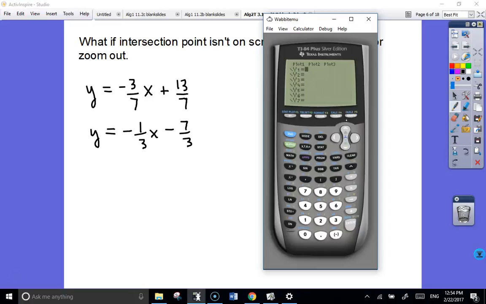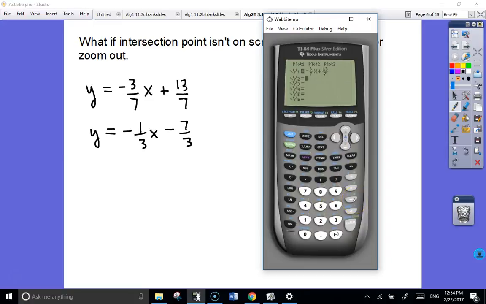So for -3/7 x, I'm going to put a negative, and then I'm going to go alpha y equals 1. And then I'll just enter the 3/7. 3 arrow down 7. And then I'll put the x. And then I'm going to go plus alpha y equals 1. 13, 7.